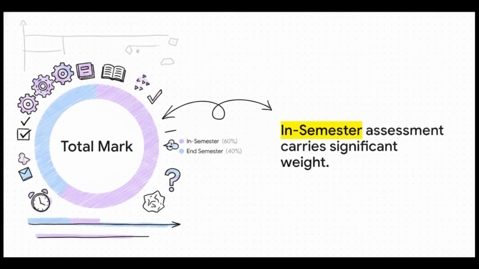Out of the 125 total course marks, a massive 75 marks come entirely from in-semester assessment. That leaves just 50 marks for the end semester examination. So your consistent day-to-day engagement during the semester carries way more weight than just trying to cram for a final exam at the last minute.